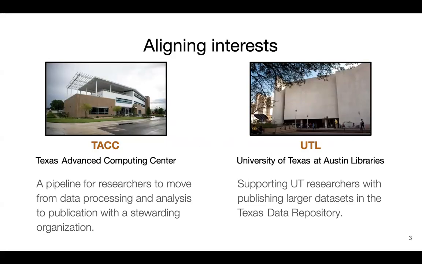Before I get into our project, I'd like to give you some background on our organizations. So our initiative was born from a desire to align interests across two quite different organizations at the University of Texas. On the TAC side, we focus primarily on high performance computing infrastructure for research. The Texas Advanced Computing Center serves researchers across the US and internationally. We usually support computationally intensive workflows for processing data on our machines, and we also provide storage systems for managing and archiving data.